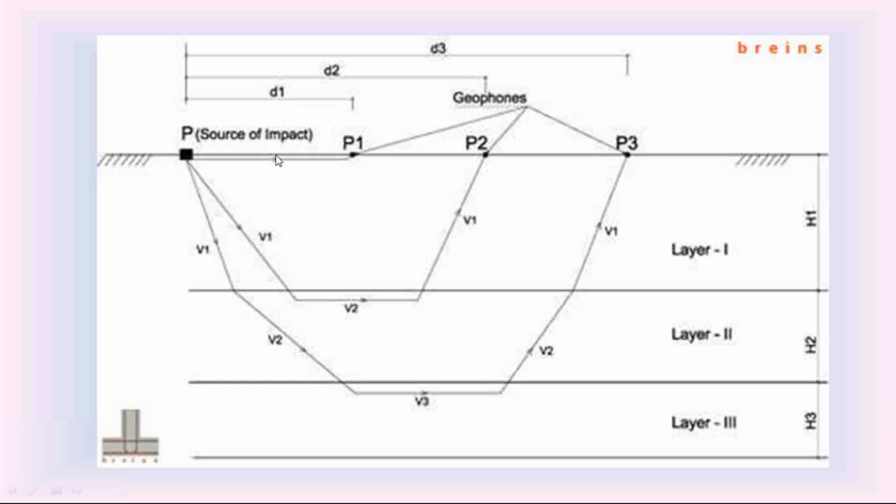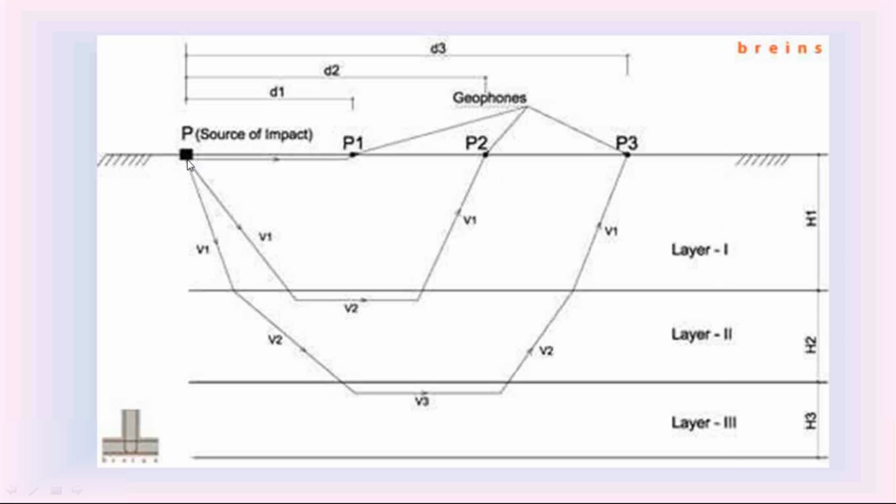So observe this. This is the first soil layer, followed by the second soil layer, followed by the third soil layer, different soil layers. H1 is the thickness of the first soil layer, H2 the thickness of the second soil layer, H3 the thickness of the third soil layer. So below the ground level, we have different soil layers, not the same soil.